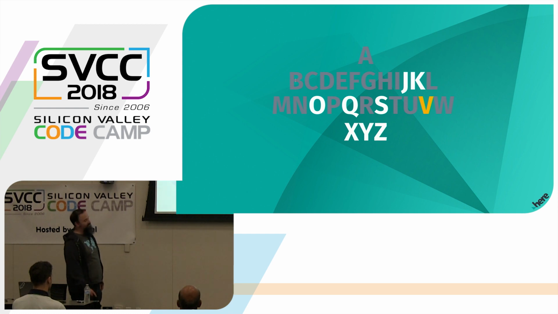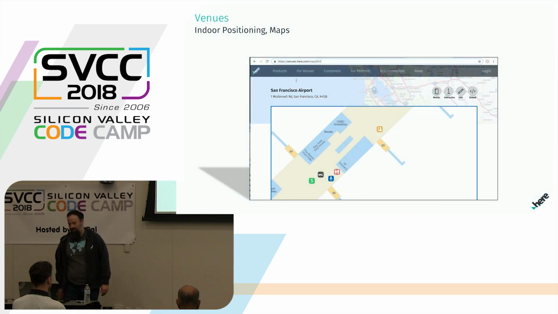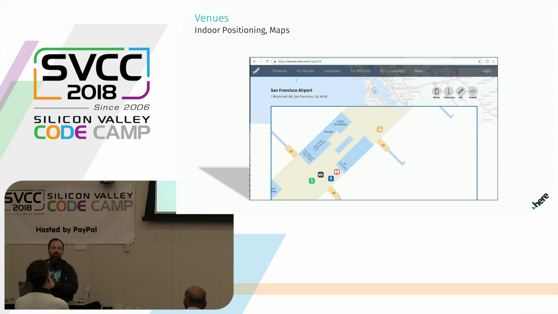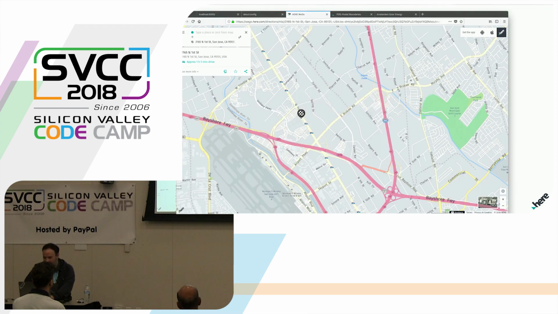V is for venues and indoor positioning. So here's another scenario where if you're planning to build an application, and there's not a whole lot of these out there, that you're not only just routing from A to B, but you're also trying to get inside of B.